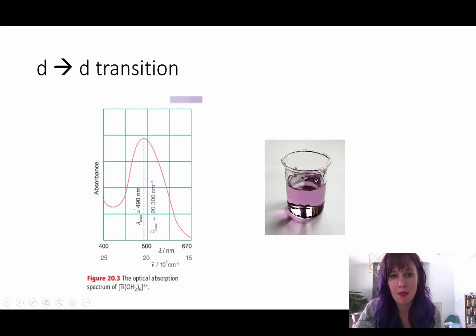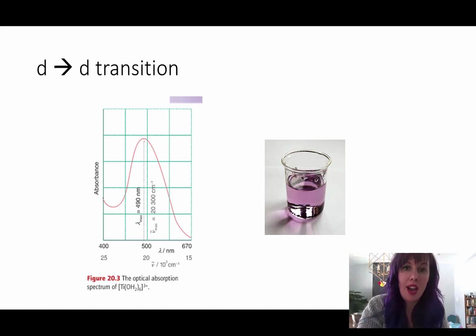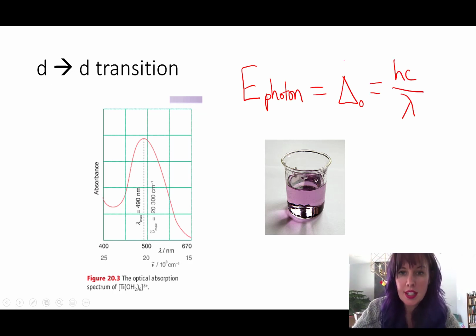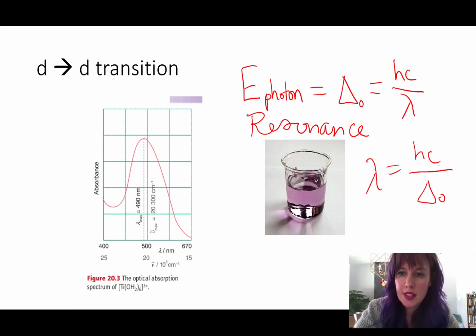This is the same complex, just another figure of what the absorption spectrum looks like. We can see that the lambda max is at 490 nanometers. So we could actually calculate, so this is our resonance condition. This wavelength is equal to Planck's constant times the speed of light divided by delta octahedral, or we could calculate what delta octahedral is based on this wavelength.